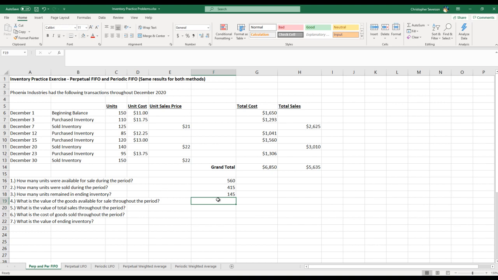So we have 145. And finally, or not finally, number 4, what is the value of the total goods available for sale throughout the period? And by the way, this is the cost of the goods available for sale, not the sales price. We already did this up above. The total cost was $68.50. Now, what is the total sales throughout the period? We did that as well. That was $56.35.